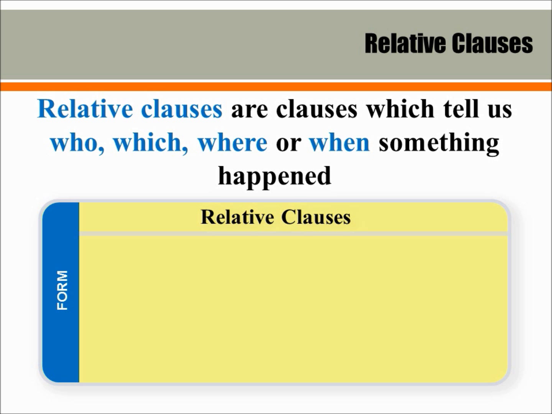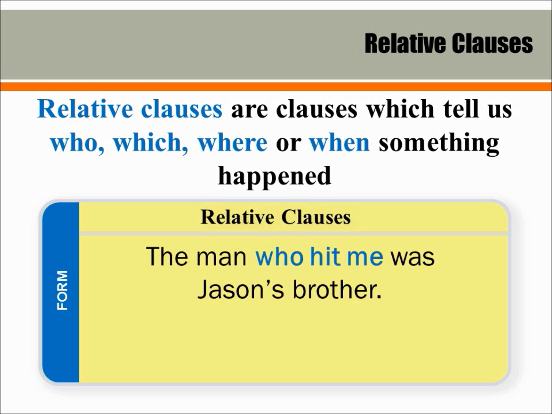Relative clauses are clauses which tell us who, which, where, or when something happened. "The man who hit me was Jason's brother." "Who hit me" is the relative clause in this sentence, as "who" tells us which man we're talking about.